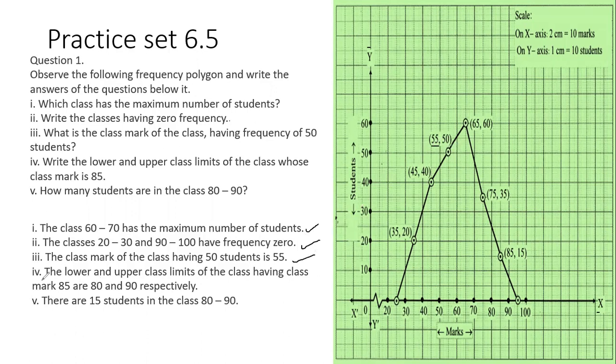Then the lower class limit and upper class limit of the class having a class mark of 85. Okay. So for class mark 85, we get the class between 80 to 90. So this one is your lower class limit and this one your upper class limit. 80 is the lower limit and 90 is the upper limit. Then how many students are in the class 80 to 90? In the class 80 to 90, how many students are there? 15 students. So that is your answer.